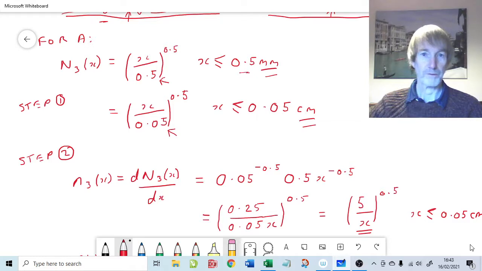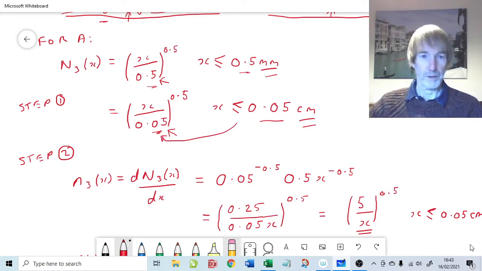If we put in 0.5 microns into this equation, you'd end up with 1, square root of 1. So logically all we have to do here is change the 0.5 to 0.05. And again, when we put in this limit into this equation, we end up with what we should do, which is N3x equals 1 at the limit.